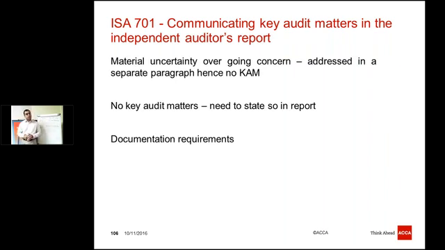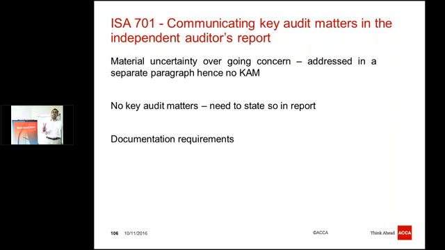However, what has happened in the new audit report is that there is a requirement for a separate paragraph to be covered under material uncertainty over going concern. Since it is addressed in a separate paragraph, there is no need to have a key audit matter paragraph for a material uncertainty. So now there are two exceptions, as we have discussed. One, if the matter results in a modification of the audit opinion, that matter will not be disclosed under key audit matters, but rather would be in the basis for modification and then the opinion.